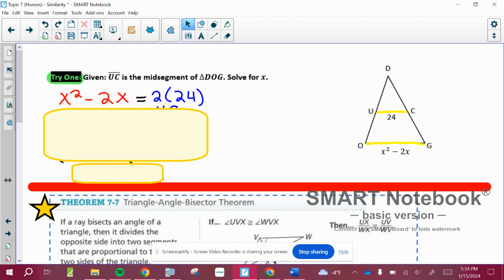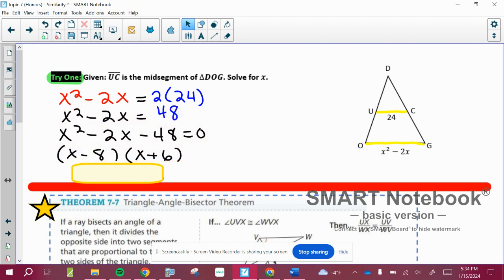Okay, here's how I would set it up. I would take my parallel side, my longer side, and set that equal to 2 times the mid segment. So 2 times 24, which then would give me this expression. Okay, I would take 2 times 24, that's 48. Since this is a quadratic, we want it equal to 0. So that gives us 2 possible solutions, x equals 8 and negative 6.